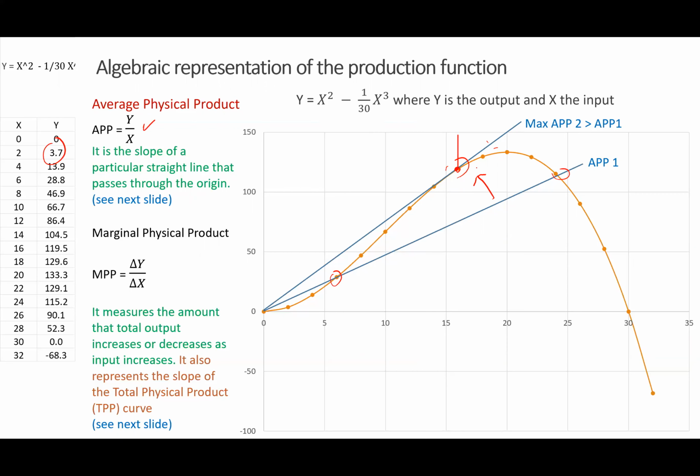Marginal physical product measures the amount that total output increases or decreases as input increases. As we increase input from 5 to 10, we measure how much output increases. So the change in output over the change in input is the marginal physical product. And the marginal physical product is actually the real slope of the production function.